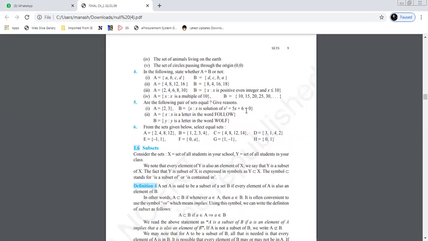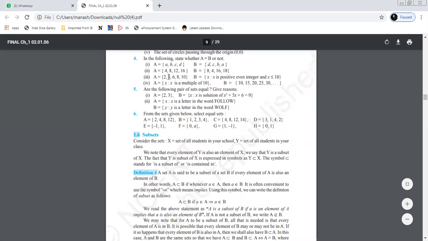Now question number 4: state whether A equals B. A contains the elements A, B, C, D. In the same way, B also contains the elements D, C, B, A. That means the same elements, so obviously A and B are equal sets.